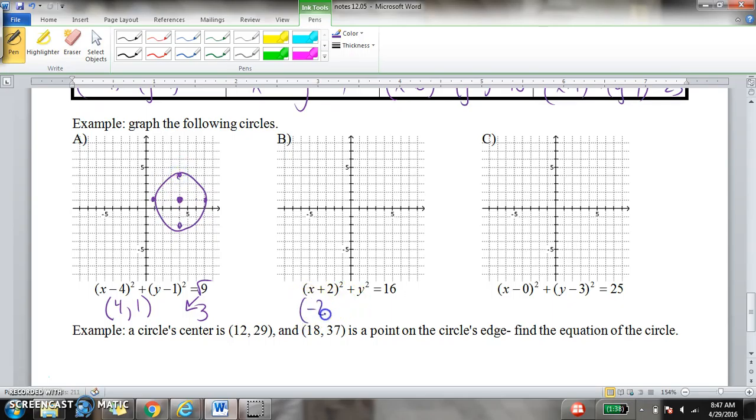All right, here, opposite, so -2, opposite of nothing, 0. Square root of 16, 4. So -2, 0. Radius is 4. Count 1, 2, 3, 4 in each direction from the center.